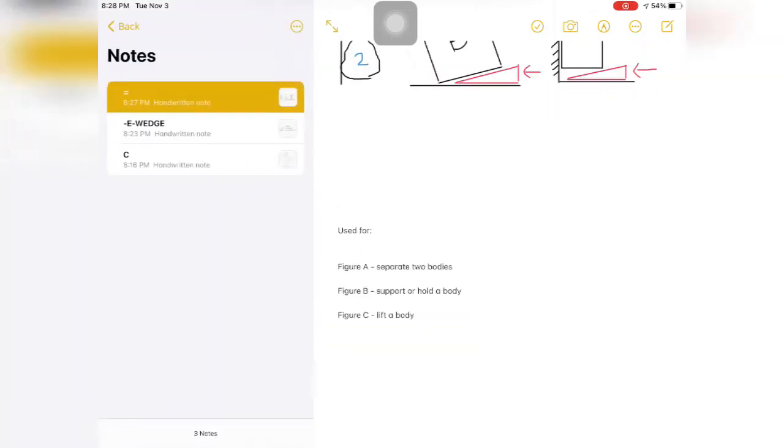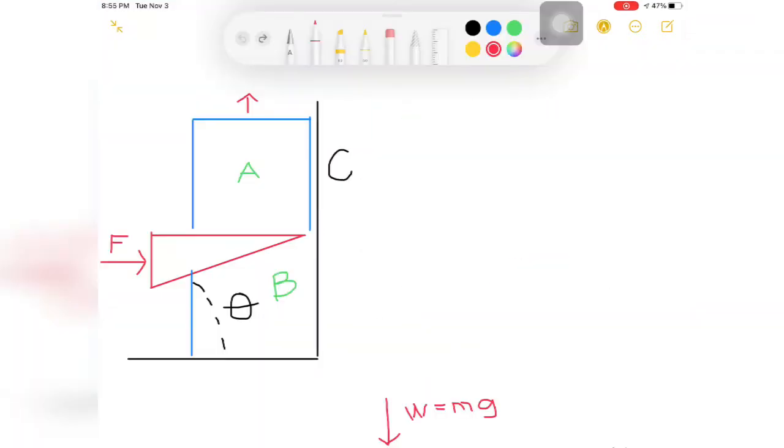So what is happening in here is that we drive, using a force, the wedge in between object A and object B. Object A will go upward and we have an upward motion. So the question is, how much force is needed in order to lift up object A?